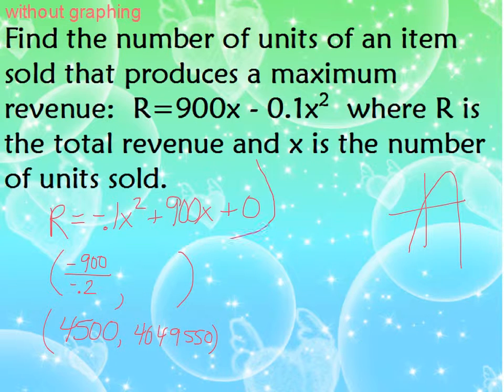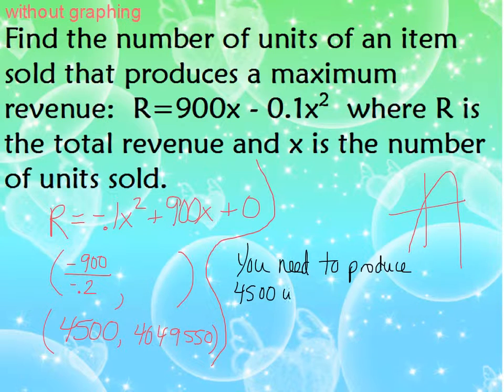All right, now it's kind of important to me that you answer these types of questions in a sentence so you really understand what did you just find. So I would come back on this problem and I would say something like, you need to produce 4,500 units to maximize your profit.